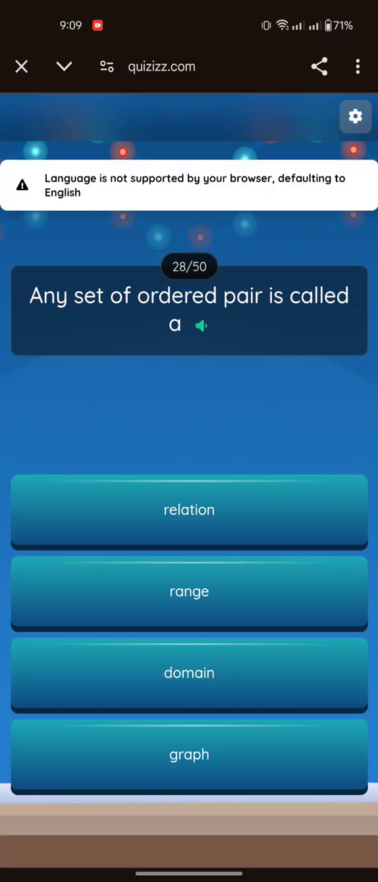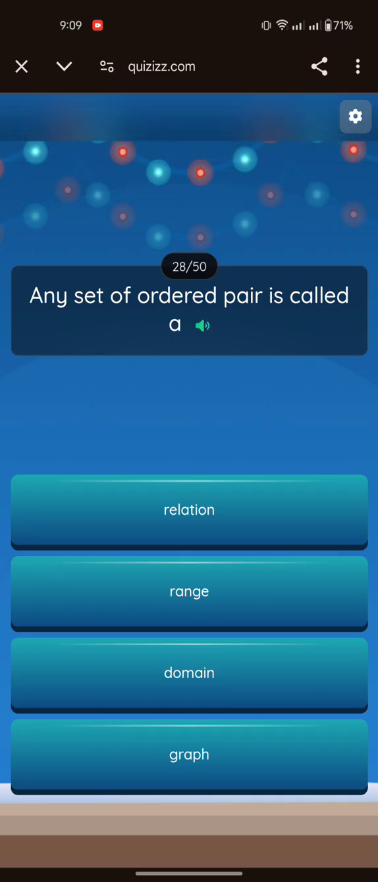Question. Any set of ordered pairs is called a. Option 1, relation. Option 2, range. Option 3, domain. Option 4, graph.